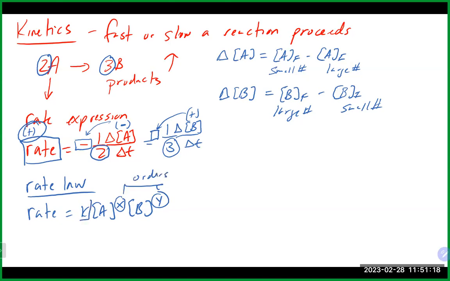And K is the rate constant. You can think of that as how fast or slow a reaction is taking place. Again, something with a large rate constant would probably happen really quickly, and a smaller rate constant would be a slower reaction. The orders are always found experimentally.